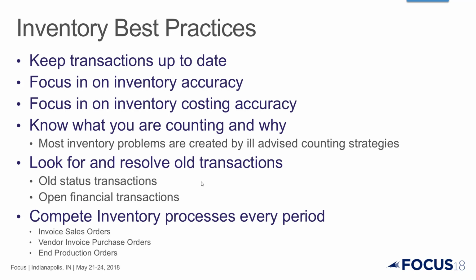Again, know what you're counting and why you're counting it. You cause more problems by counting without understanding what you're counting than by not counting it at all. And again, no counting can work unless you have transactions up to date, and the transactions follow the physical transactions. Resolve the old transactions. Make sure that you're getting rid of old status transactions and open financial transactions. In other words, close production orders. If you've got an old reservation or registration, you've got to resolve that. And then the last thing is to complete your inventory process every period.